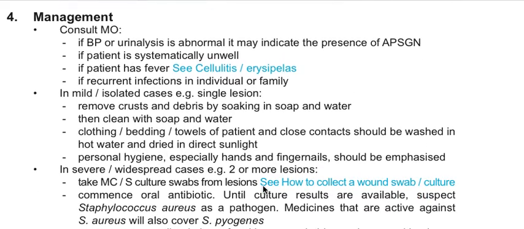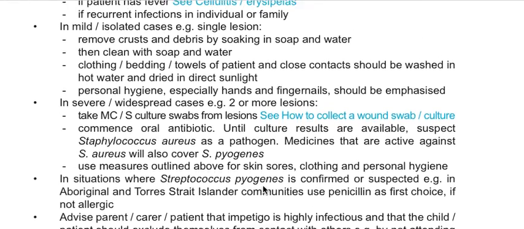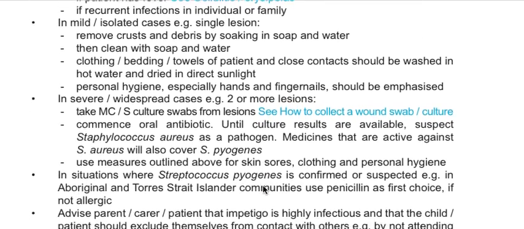Anything beyond simple impetigo or school sores, you might want to contact your MO. If your blood pressure or urinalysis is abnormal, because that may indicate the presence of acute post-strep glomerulonephritis. If they're systemically unwell, I guess a lot of impetigo and cellulitis can progress to sepsis. If they have a fever, so cellulitis or erysipelas, which is essentially cellulitis on the face. If there are recurrent infections in the individual or family, that's when to consult an MO.